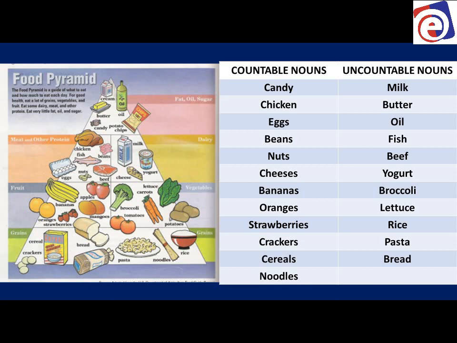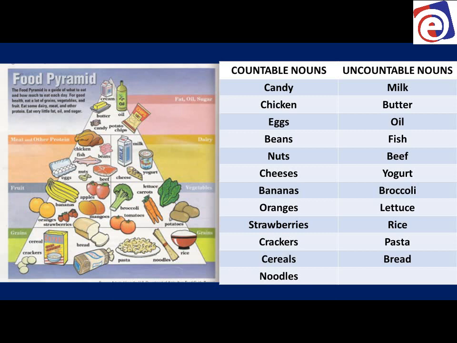Candy, singular, candy. Let's say it this way, candies. Chickens. Eggs. Beans. Nuts. Cheeses. Bananas. Oranges. Strawberries. Crackers. Cereals. Noodles. So those are the countable nouns, and we're using them in the plural form.